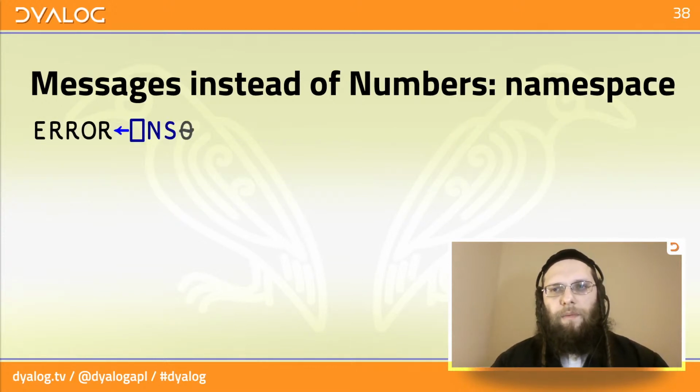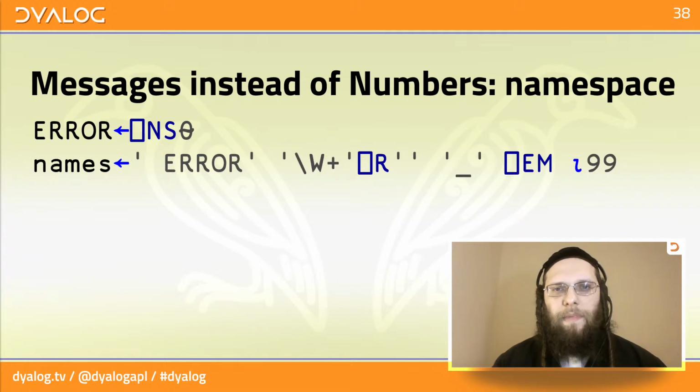if you want to deal with a lot of different types of errors, it may be unwieldy to have floating around variables for every single type of error. Instead, you could create a namespace that contains all these variables. So here we create a namespace called error, and we run ⎕EM, which works on vectors, on all the numbers. And then we do a little bit of text replacement just to make it easier to use.